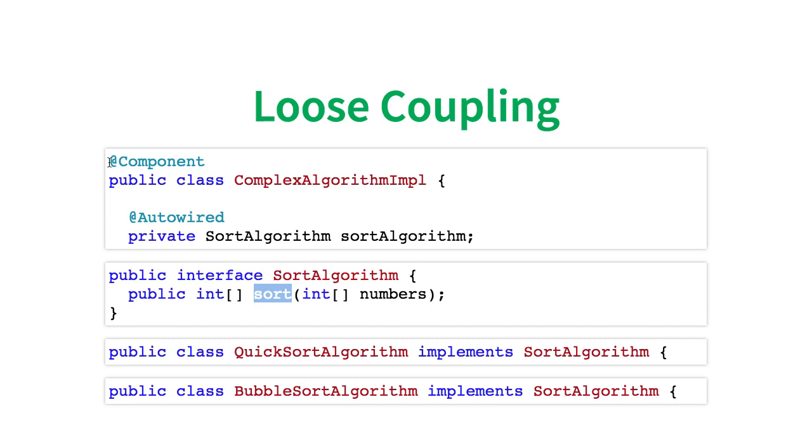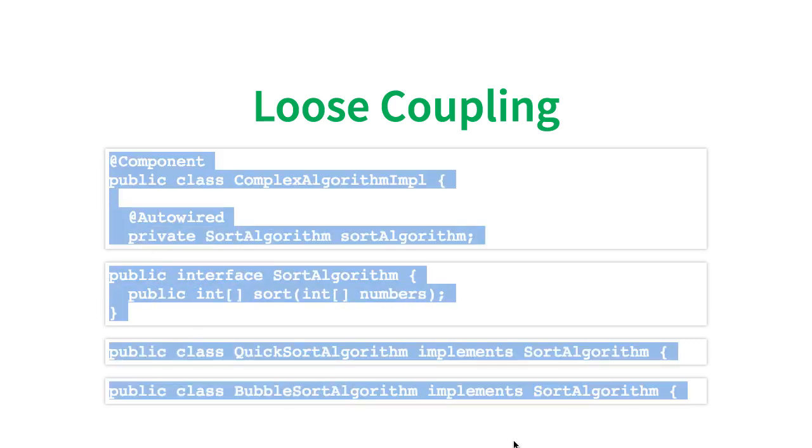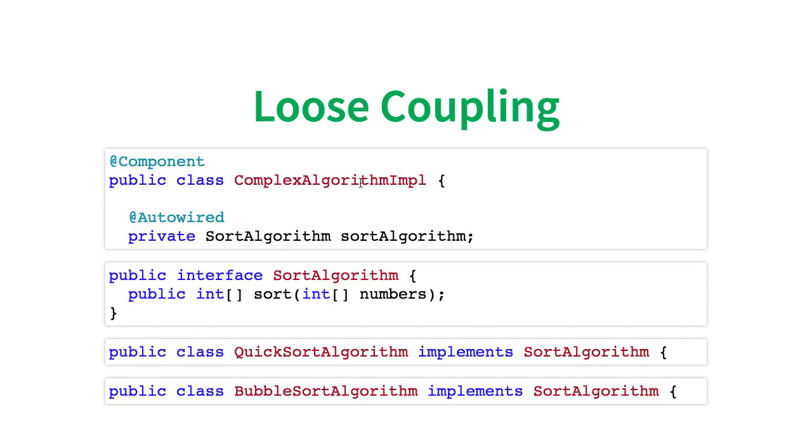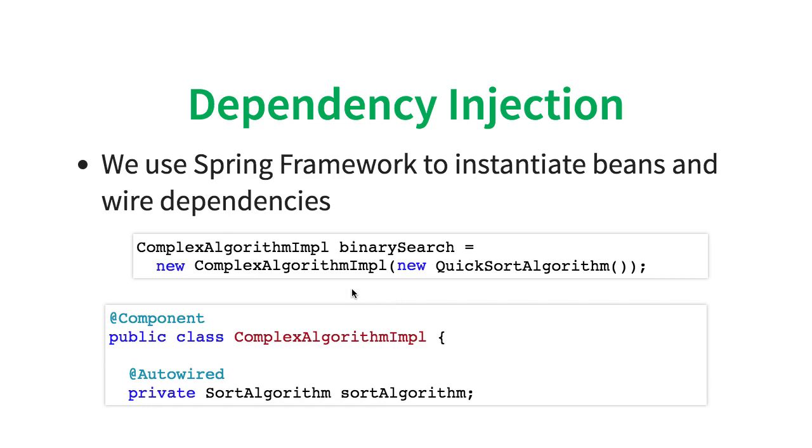What is this? What are we doing in here? What we are doing in here is called loose coupling. This complex algorithm IMPL is no longer dependent on a specific sort algorithm. So what can I do? Whenever I would want to create a complex algorithm IMPL, I can send what sort algorithm it needs to use as an input to it.